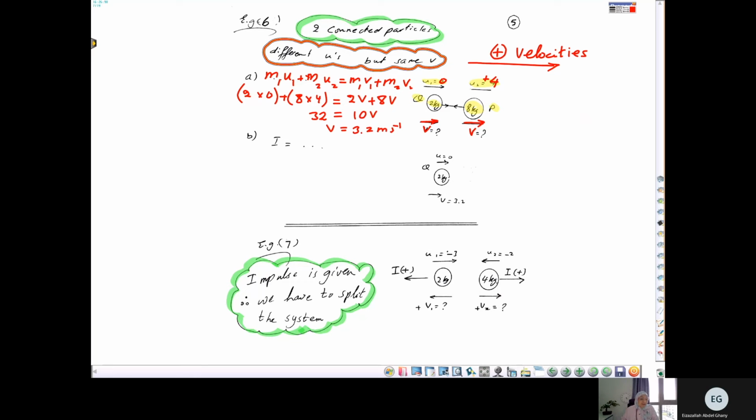Part B. Find the magnitude of impulse transmitted through the string when it goes taut. We can take the impulse by Q, for example. So it will be M into V minus U. It will be its mass, which is 2, into its final velocity, which is 3.2, minus 0, and it will be how much? 6.4 Newton second.